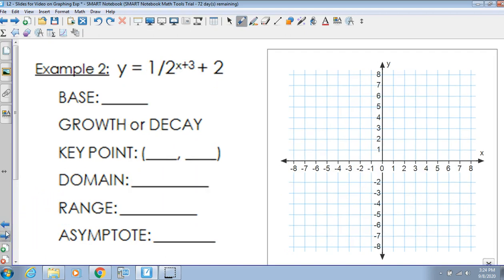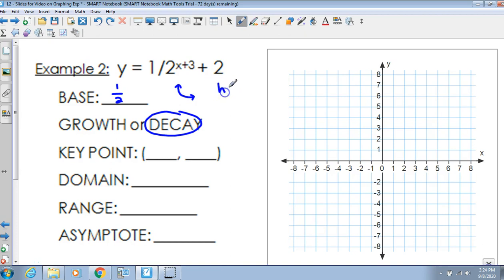Let's take a look at example 2. Y equals 1/2 to the x plus 3 power plus 2. Our base here is 1/2, so this is a fraction. When we raise fractions to bigger and bigger powers, then our graph is going to get smaller. This is a decay function, and our basic graph is going to look something like this.